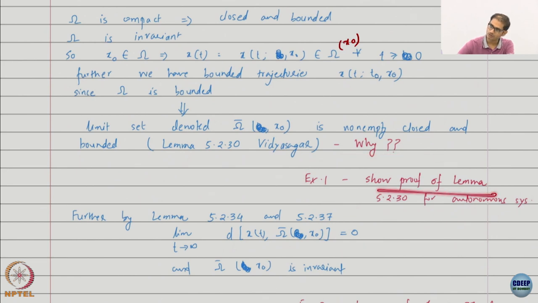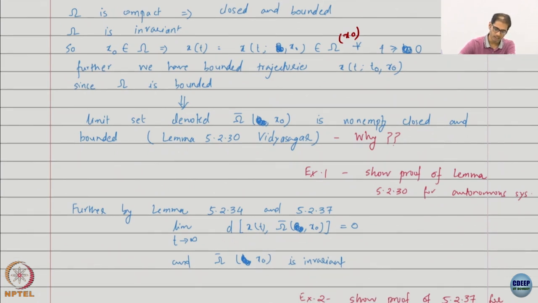So what I have asked you to do is show the proof of that lemma 5230 for autonomous systems. Vidyasagar's proofs are all for periodic systems, so you have to convert it to an autonomous system, the time invariant system. Very easy, you just have to remove the time thing. Vidyasagar's theorem says that the limit set is non-empty, closed and bounded if the trajectories that you started with were bounded. If the system has bounded trajectories, then the limit set is also non-empty, closed and bounded. Okay, great.